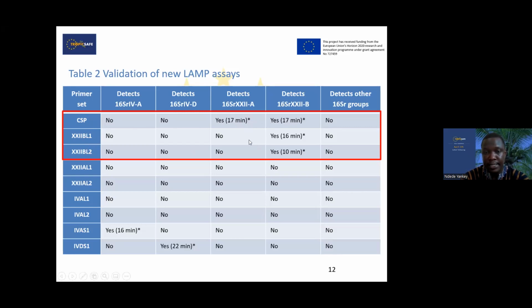Now, this assay was able to amplify samples from Ghana, but not samples from Mozambique. And one of them was very, very efficient and could amplify the samples within 10 minutes of running your reaction. And these assays did not detect phytoplasma from any other 16SR group.